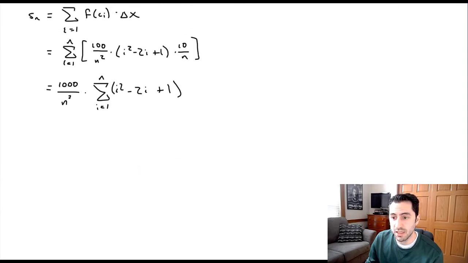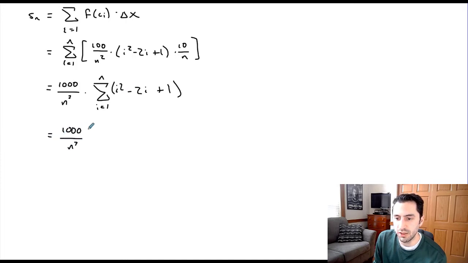Now, the next property for sums that we can use is addition and subtraction. We can actually split that up. So this will stay out front, the 1,000 over n cubed. And now we'll split this up so each term here will have its own summation. So we have from I is equal to 1 to n of I squared. Then minus, here's another constant, the 2, so let's bring that out front.